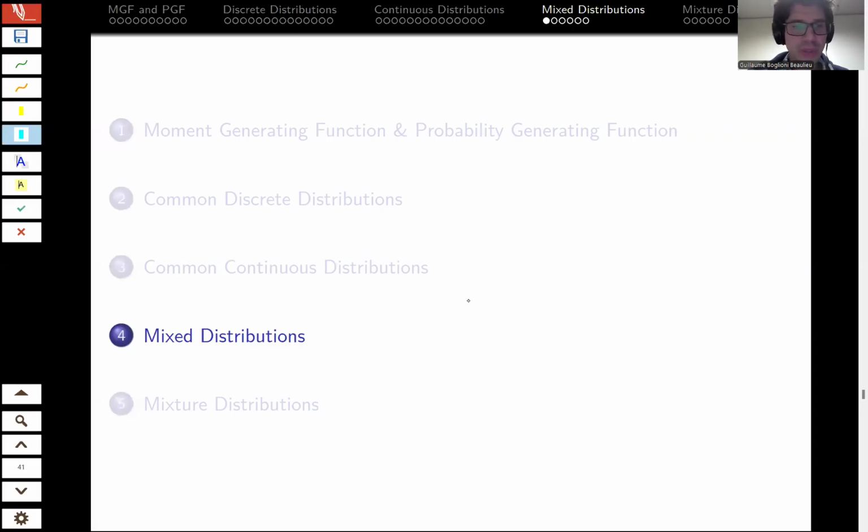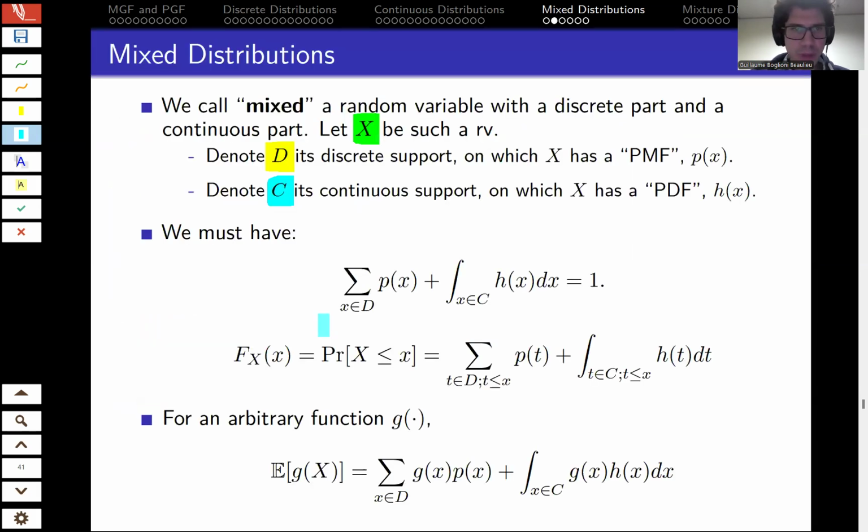So students, we now review the concept of a mixed distribution. So we call mixed a random variable which has a discrete part and a continuous part. Now, let's denote generically big X such a mixed random variable. We denote its discrete support. The support means the values that X can take that are discrete, meaning that for those values, there's a non-zero probability that X takes them.